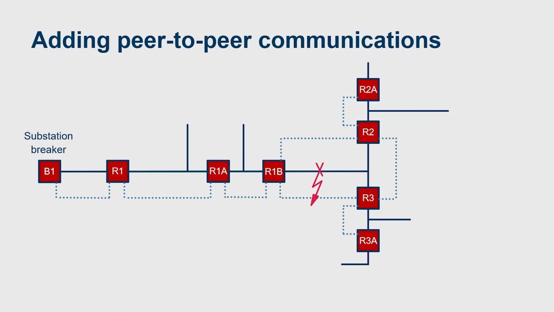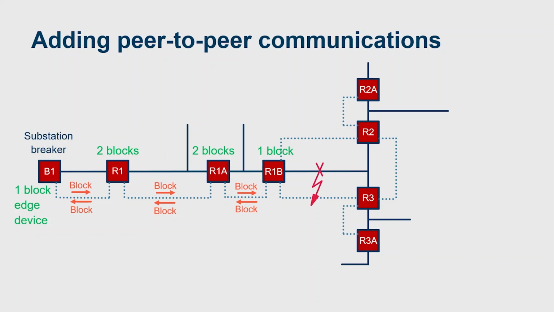So consider a fault downstream of R1B. Here will be the blocking signal sent in this scenario. B1 is going to restrain because it receives 1 block and it's an edge device. R1 receives 2 blocks and restrains. R1A receives 2 blocks and restrains. And R1B receives 1 block.